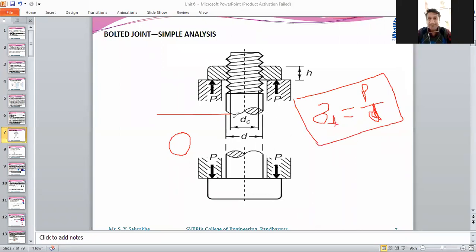Now compare: if I am going to consider this external diameter, whether the stress value will be high or low for the same externally applied load P. Suppose for the externally applied load, it will be high, right? If I am going to consider the core diameter, what will happen?